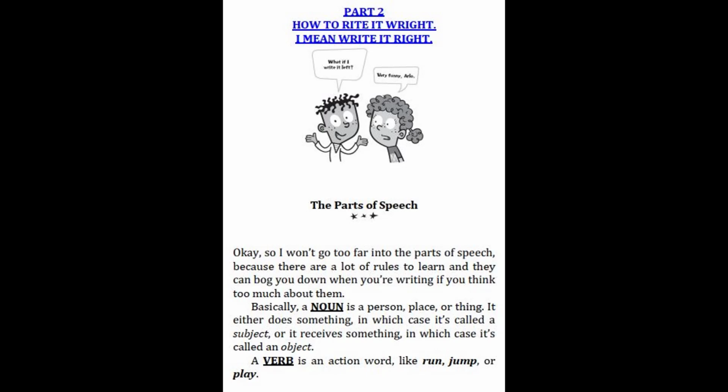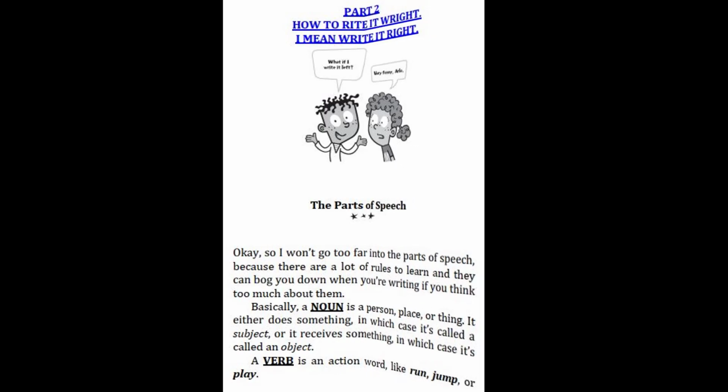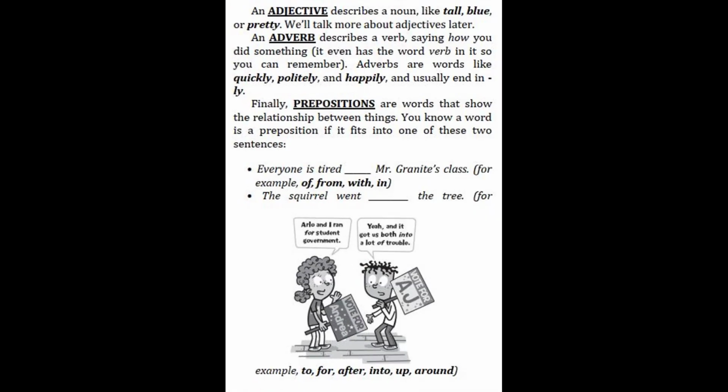The parts of speech. Okay, so I won't go too far into the parts of speech because there are a lot of rules to learn and they can bog you down when you're writing if you think too much about them. Basically, a noun is a person, place, or thing. It either does something, in which case it's called a subject, or it receives something, in which case it's called an object. A verb is an action word like run, jump, or play. An adjective describes a noun like tall, blue, or pretty. We'll talk about adjectives later.